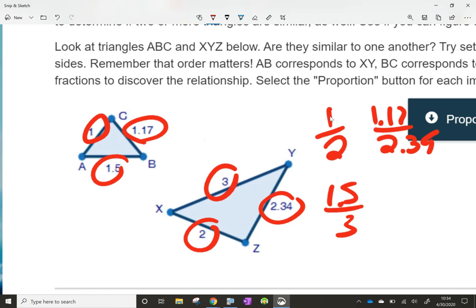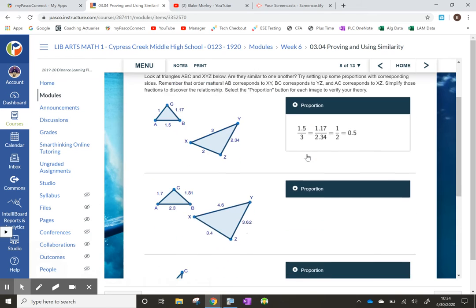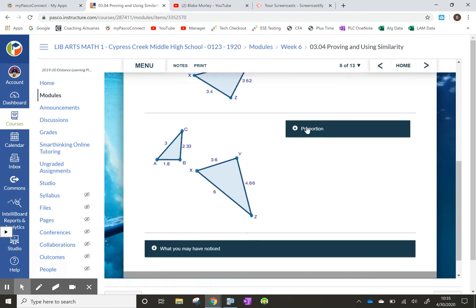So as long as you do the division, 1 divided by 2 is 0.5. 1.17 divided by 2.34 is also 0.5. And 1.5 divided by 3 is again 0.5. So they would all match, and they would all be proportional, which means that these two triangles would be similar. Same thing on this one, of course. Small with the small, so the 1.7 pairs up with the 3.4. Then the next smallest, 1.81 to the 3.62, and then the largest to the largest, 2.3 to 4.6. And when you make all those pairs line up, all of those end up being 0.5 as well. So if they're all three equal to the same value, then they're similar triangles, which is good.